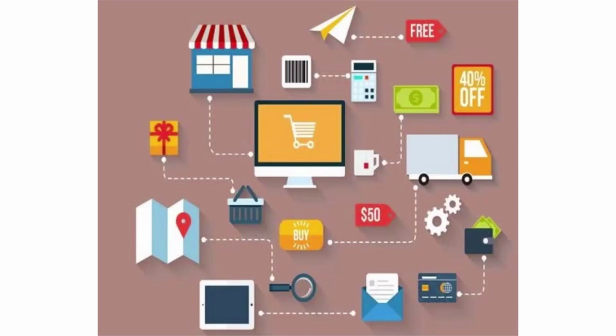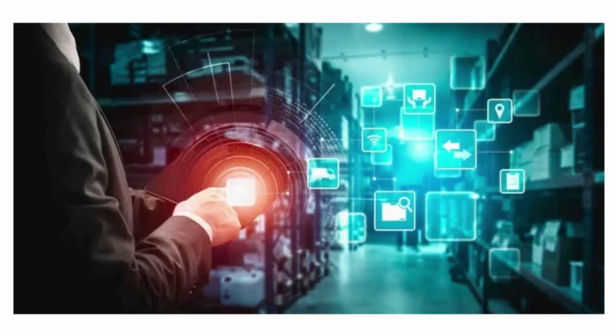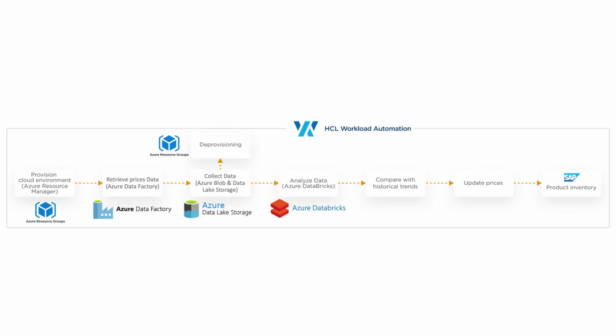One activity that for sure they might want to perform on a pretty much regular basis could be to analyze prices data from web sources to understand how prices are used by competitors. Then, based on this information and their historical information, they want to automatically reprice their goods and update the inventory accordingly. Now, we want HCL Workload Automation to orchestrate this scenario.